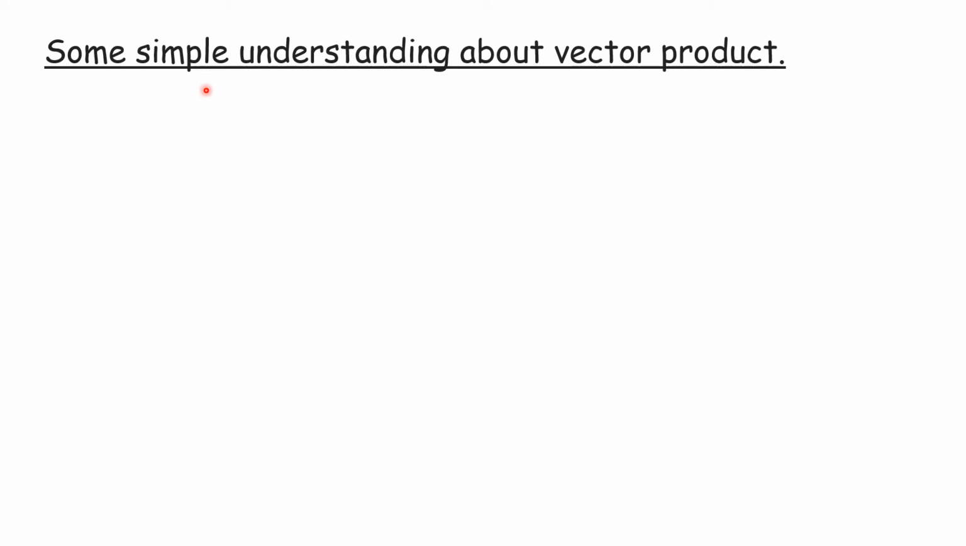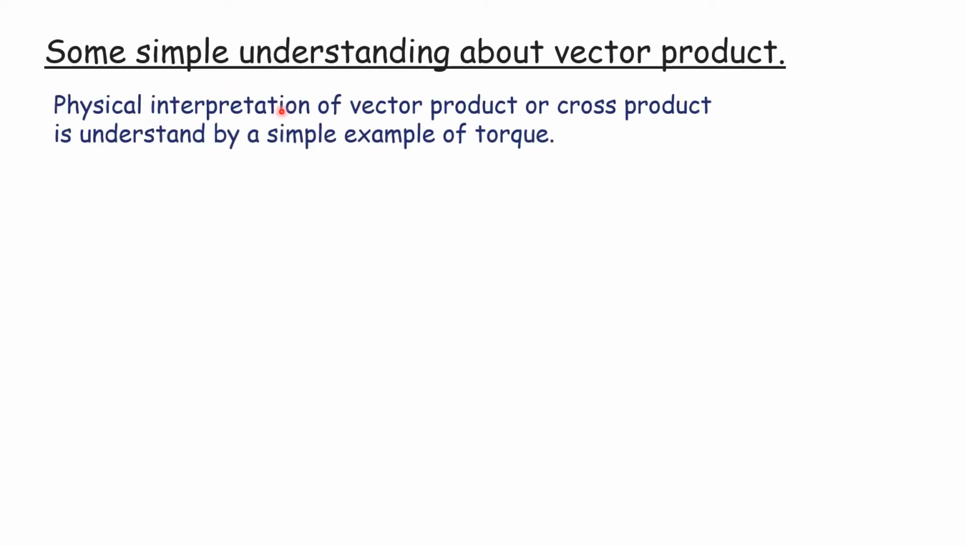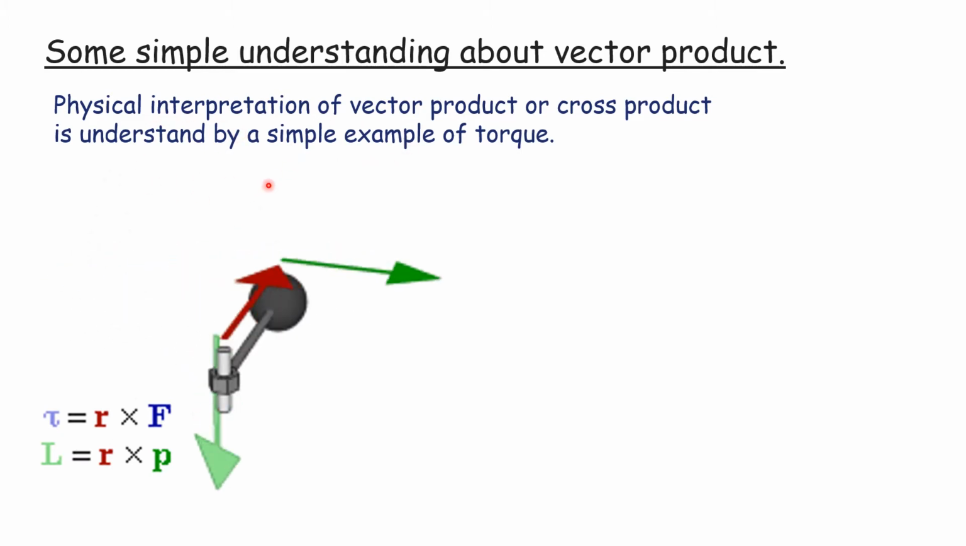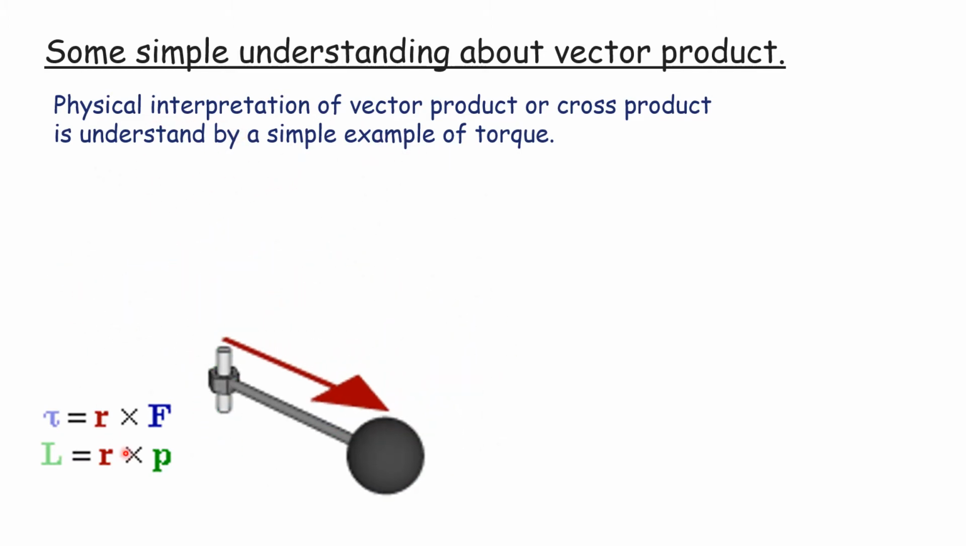Now let's see some simple understanding about vector products. The physical interpretation of vector product or cross product is understood by a simple example of torque. As we know, it is necessary to understand the physical meaning of every phenomenon in physics. So let's understand what is the physical meaning of cross product. This physical meaning is simply understood by the example of torque.